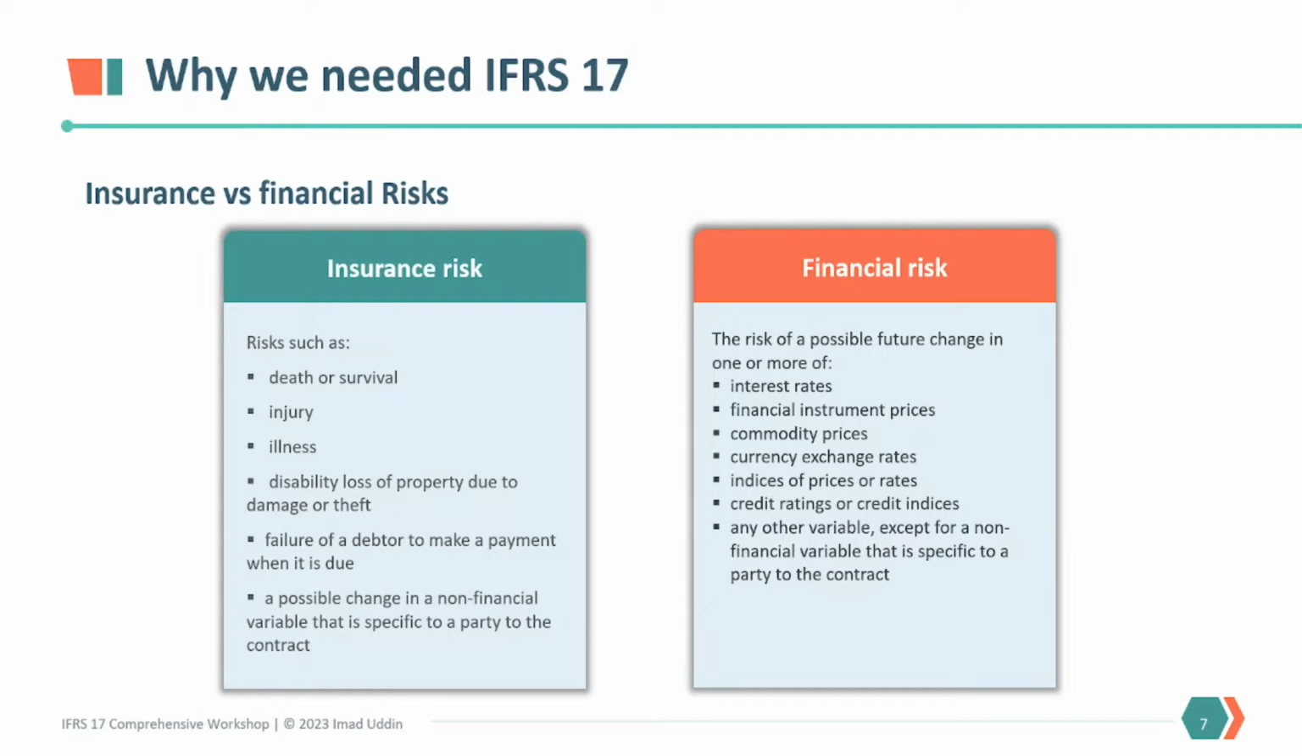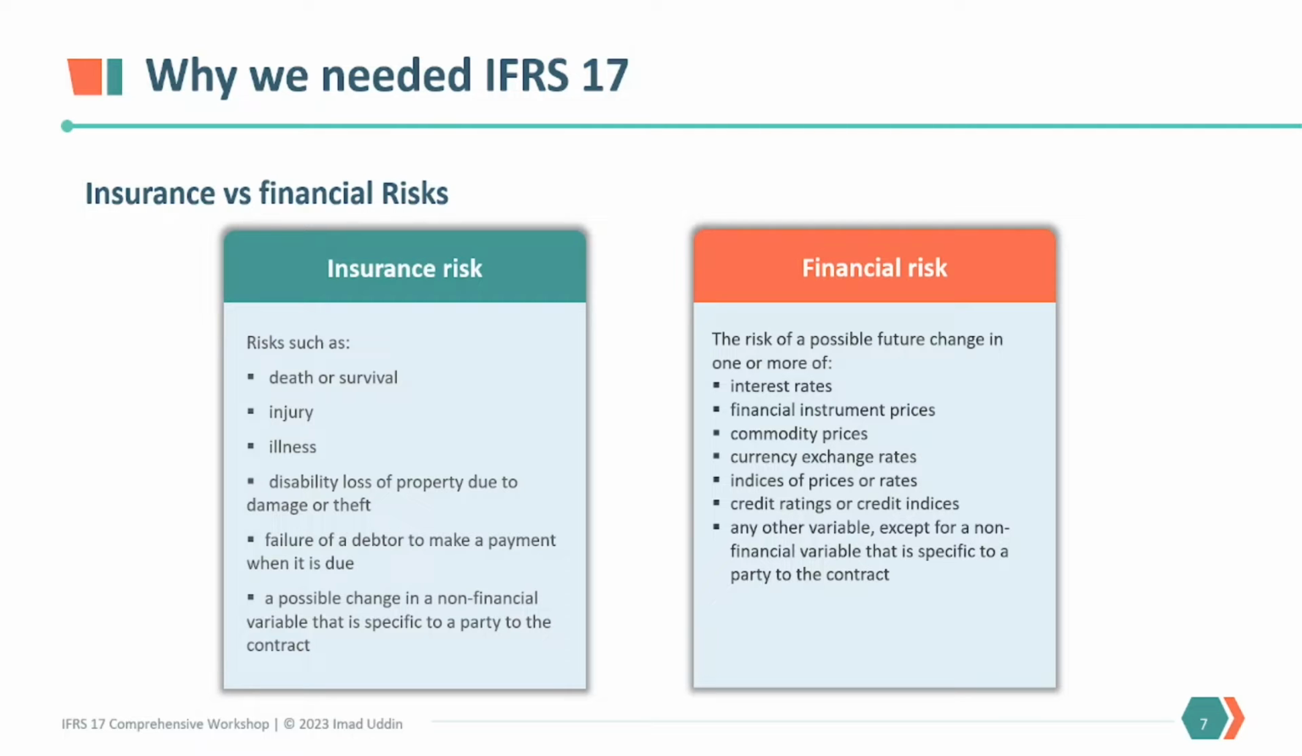Now let's slightly broaden our perspective of what an insurance risk is and how it is different from financial risk. When we talk about insurance risks, we're talking about risks such as death or survival of the policyholder, injury, illness, disability, loss of property due to damage or theft, failure of a debtor to make payment when it is due, a possible change in a non-financial variable that is specific to a party to the contract.